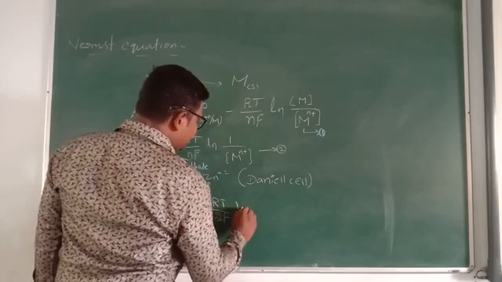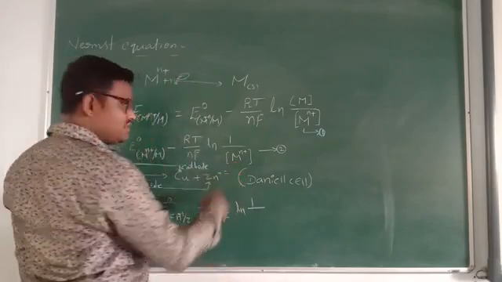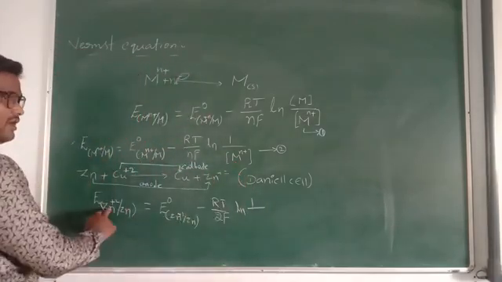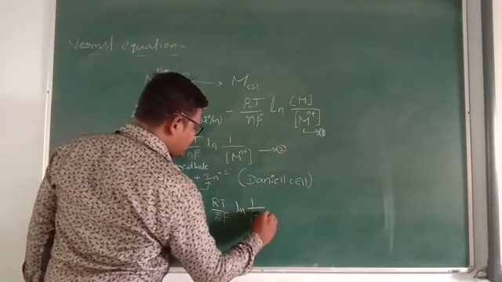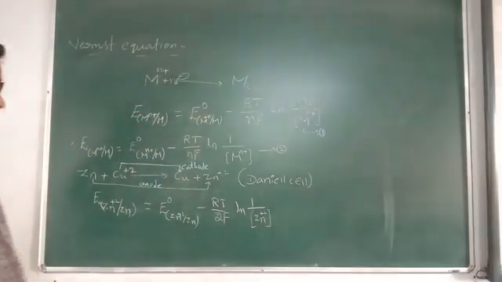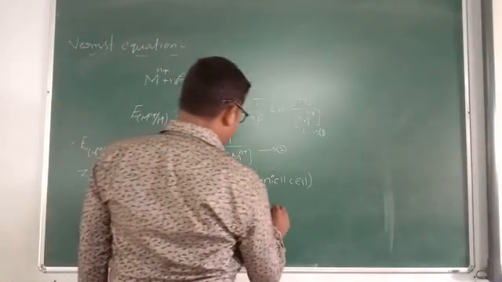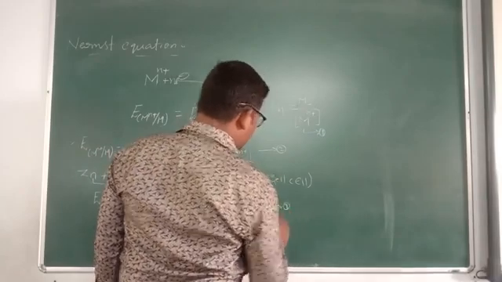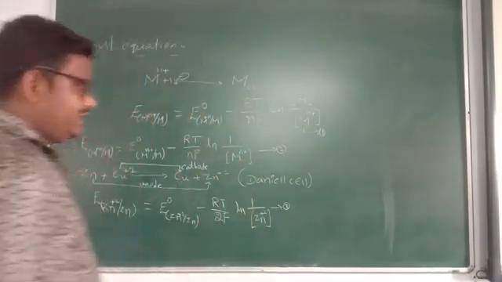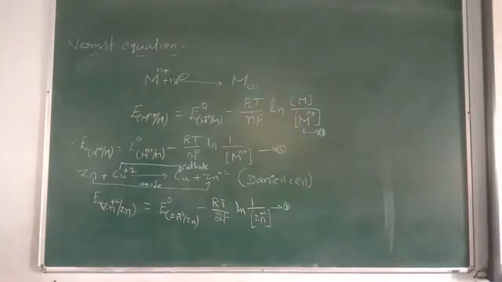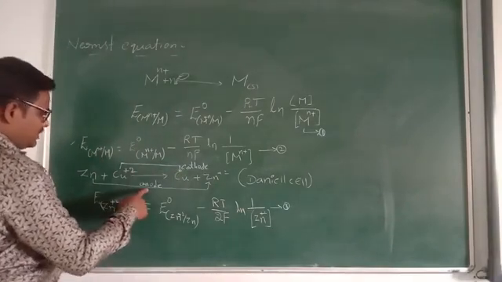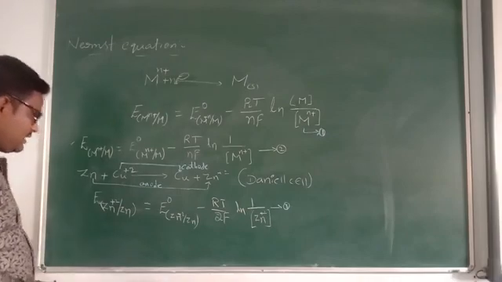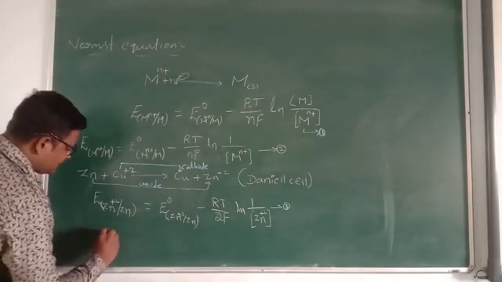Now ln 1 by the concentration of the ions, so Zn ions, here we have Zn+2. Okay, this is equation number 3. Suppose, for example, this is the electrode potential of the anode, and another one we have is the electrode potential of the cathode.